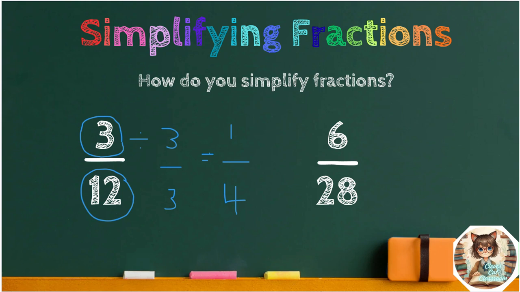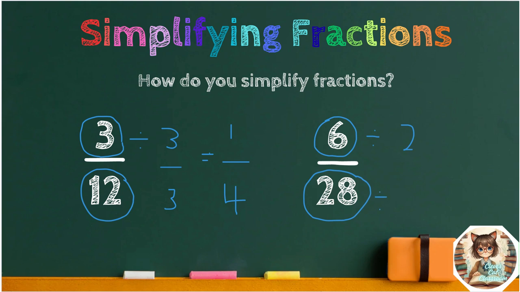Now this one, it's really good if you know your times tables really well, because if we look at 6 and then we look at 28, if we did our 6 times tables, we would never get 28. So we have to find a different number that is common to both. Let's go down to 2. Can we divide both by 2? Yes, we can.